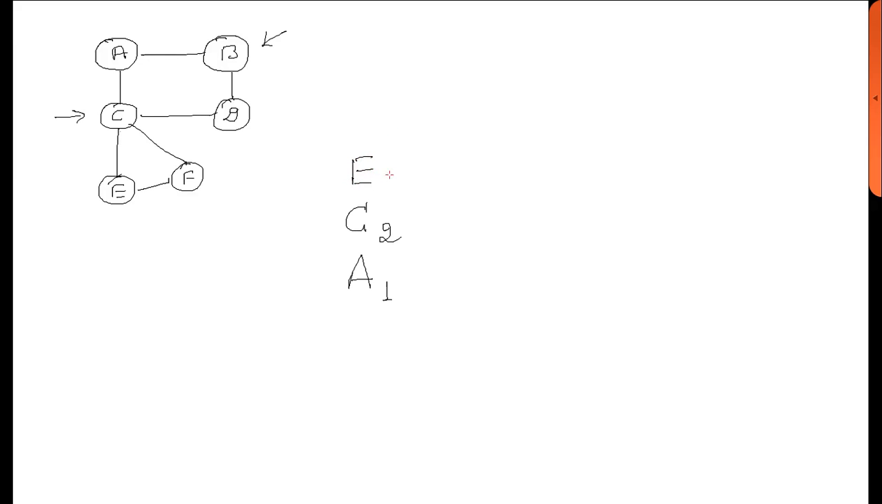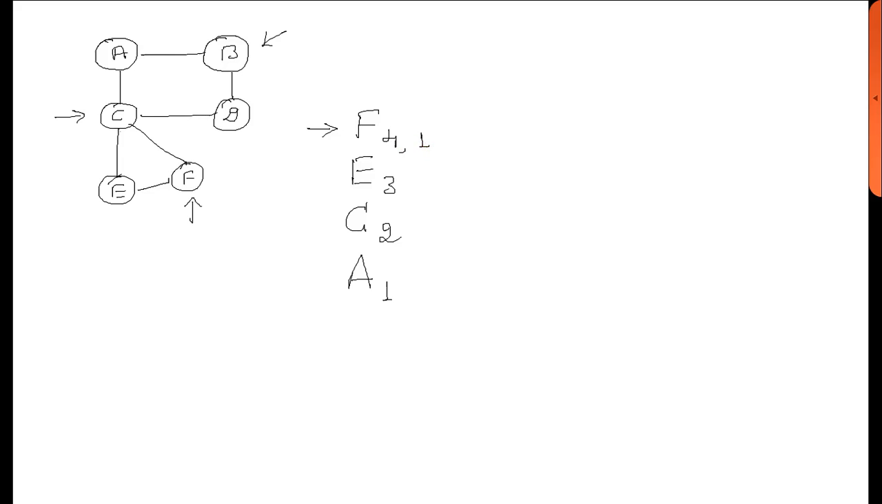E is the third vertex being visited. Now for E, the connected vertex is F. So I have to visit F only, no other option. So I will be visiting F and pushing it into the stack. Now you can just observe, F does not have any other unvisited vertex connected to it. So you can say that F became a dead end, which means it has to be popped out of the stack.